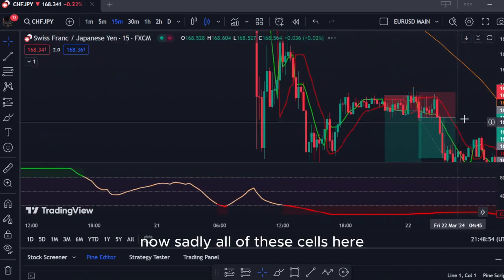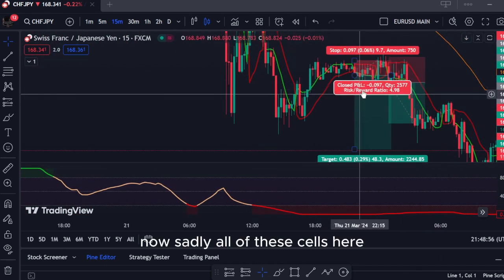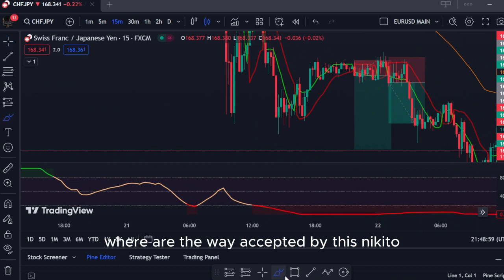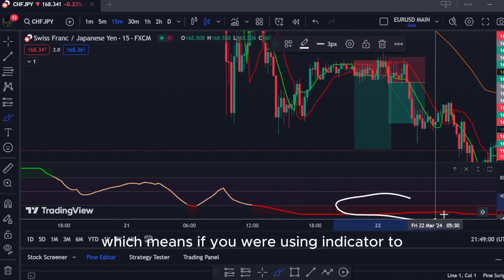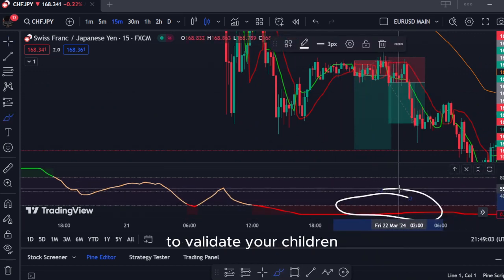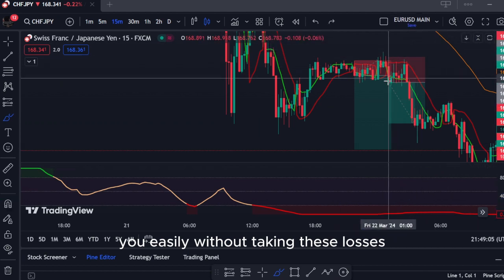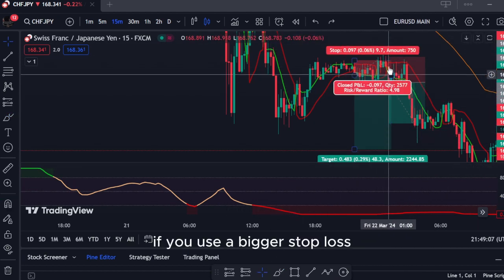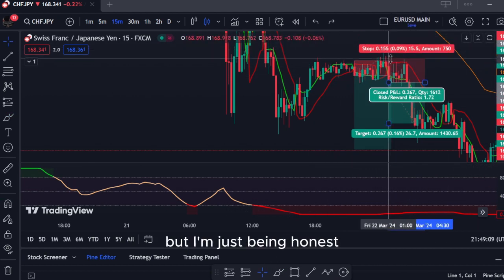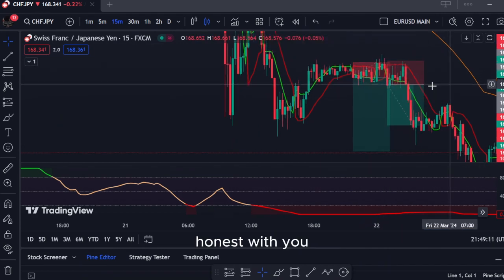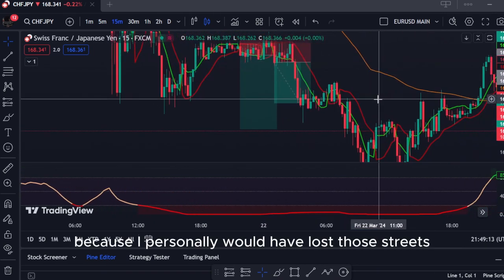Now, sadly, all of these sells here were accepted by this indicator, which means if you were using the indicator to validate your trades, you easily would have taken these losses. If you use a bigger stop loss, you probably got in on this, but I'm just being honest with you because I personally would have lost those trades.